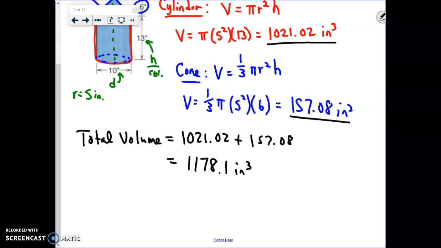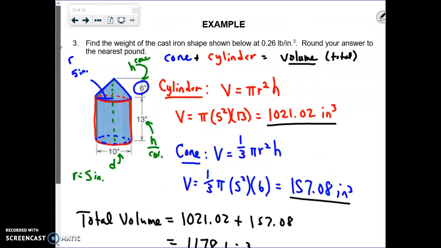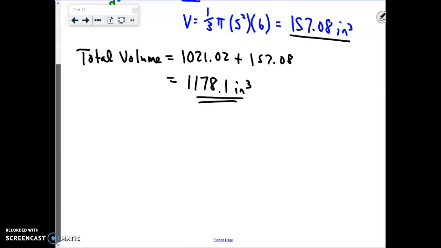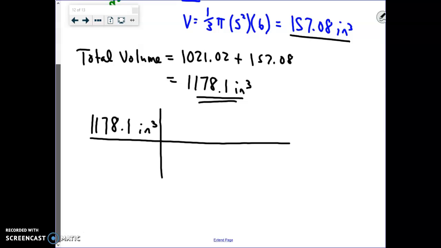Now, again, it wants weight. It said, find the weight, and then round your answer to the nearest pound. So we're going to have to do a conversion because this answer right here is in cubic inches. It's actually a volume. So if we do a little bit of our railroad method here, we got 1,178.1 cubic inches. According to what we were previously given, that it's 26 hundredths of a pound per cubic inch.